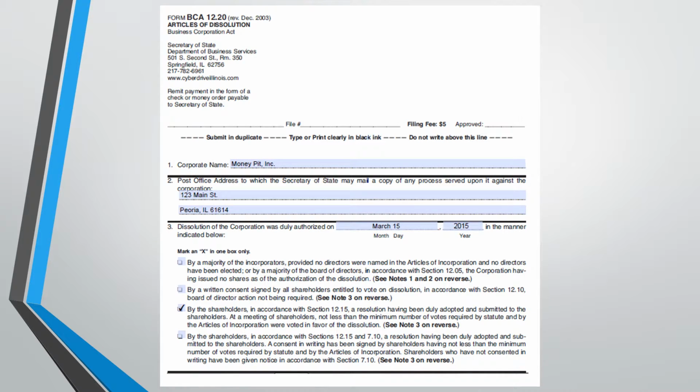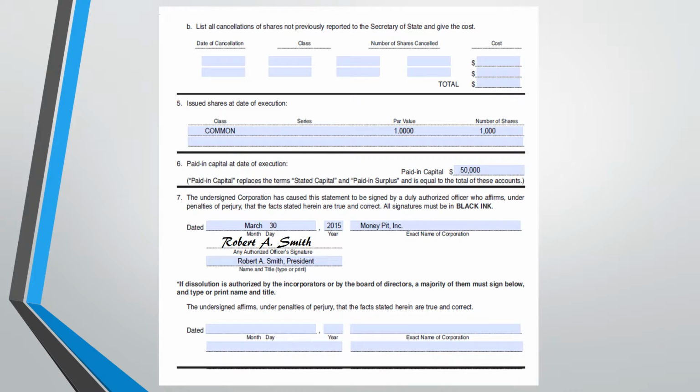Once the formal resolution is adopted, it is written up and signed by both a corporate officer and by a representative of the shareholders, which is then submitted along with an article of dissolution to the Secretary of State's office. A copy of the Illinois version of this form is on the screen for a sample company called Money Pit. On the screen here you have an example of the second page filled in for the same company.